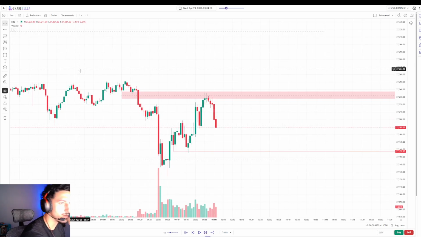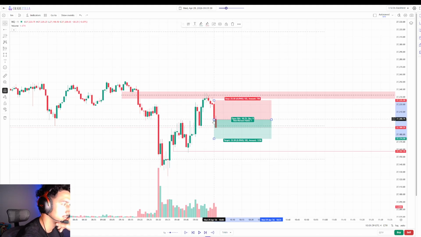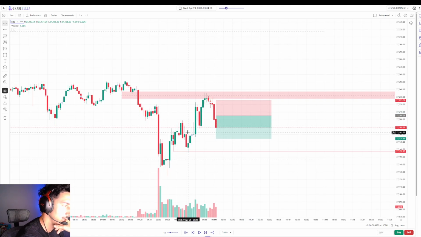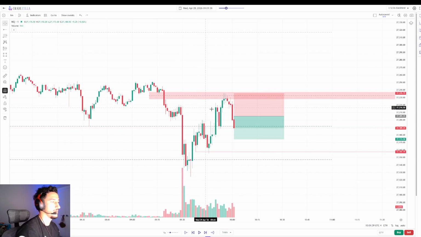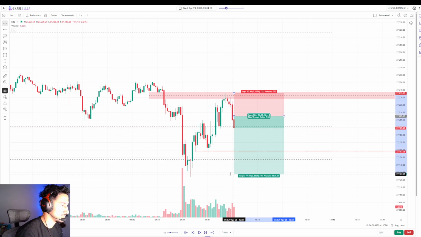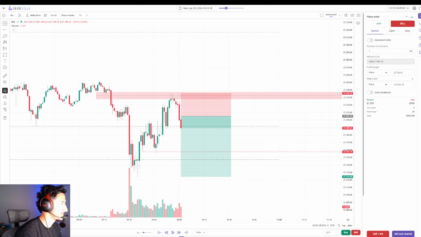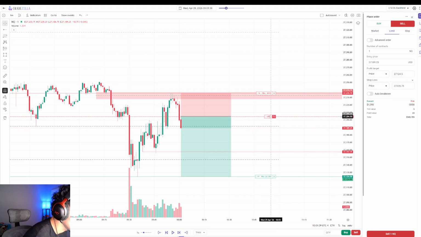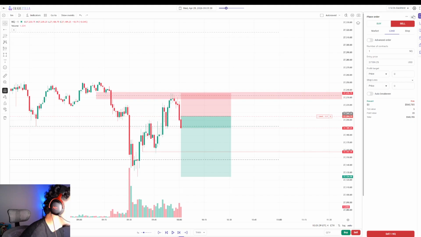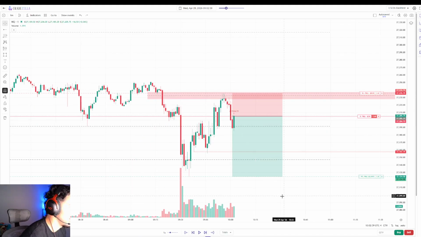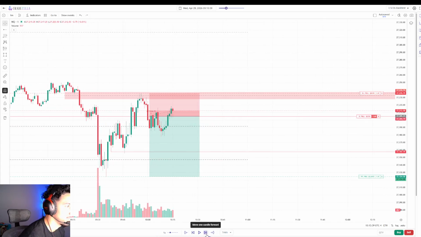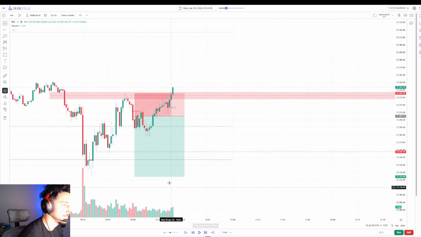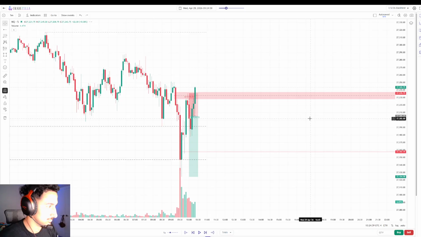Okay, this is looking good for a nice little short setup. We don't have a full break of structure. However, we are rejecting out of this 5 minute now, with displacement. I do want to see some sort of retrace here. Okay, let's see. No, bro. And I'm stopped out. Dude.